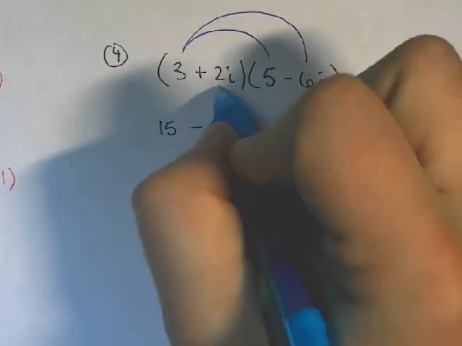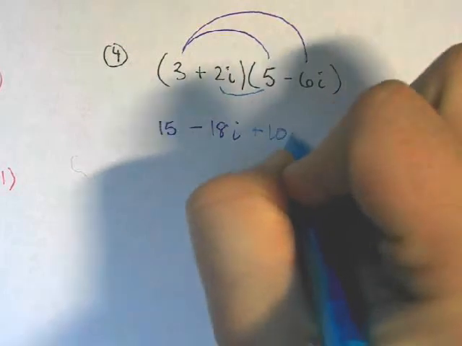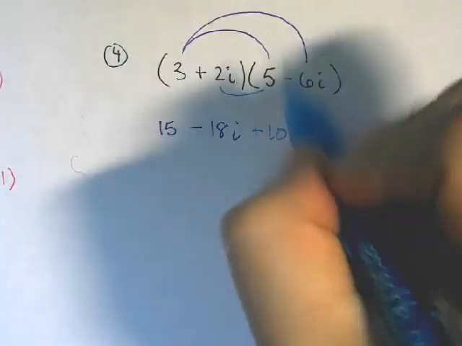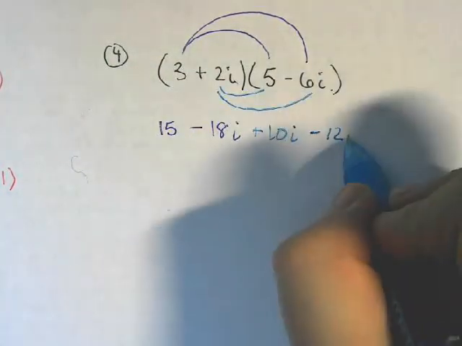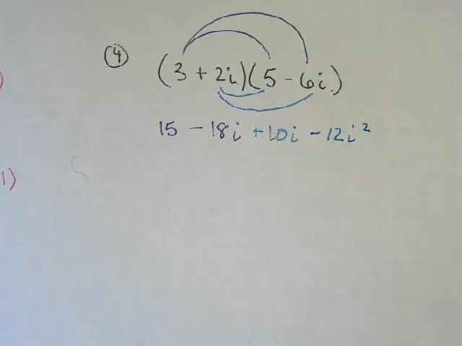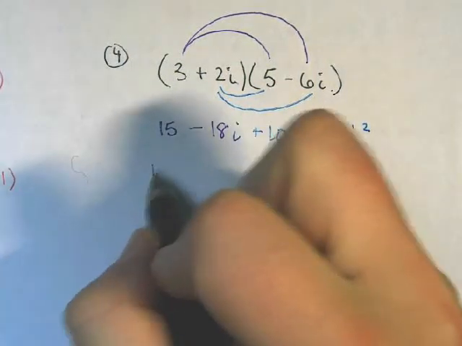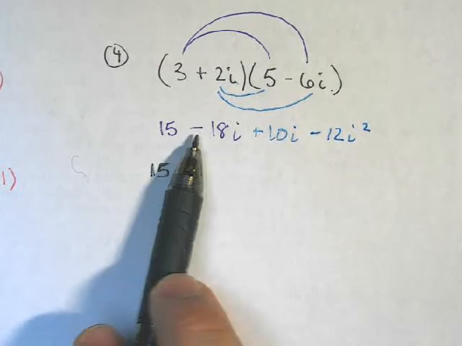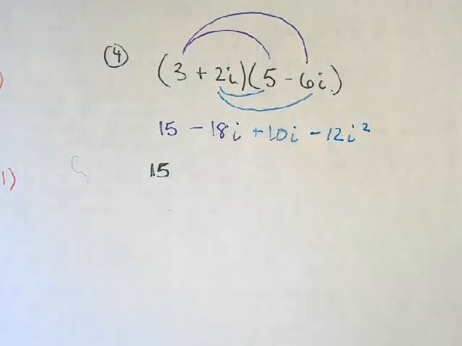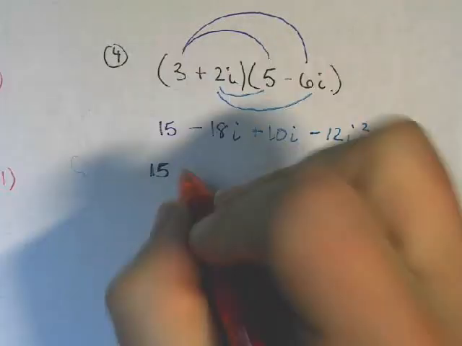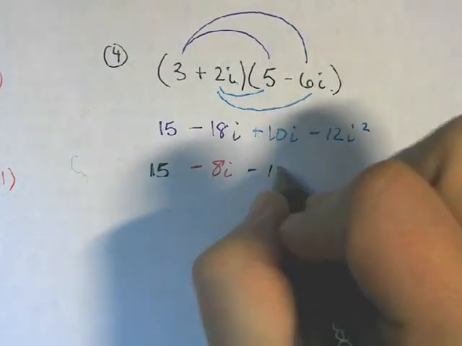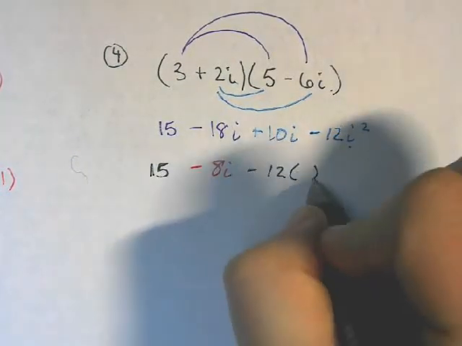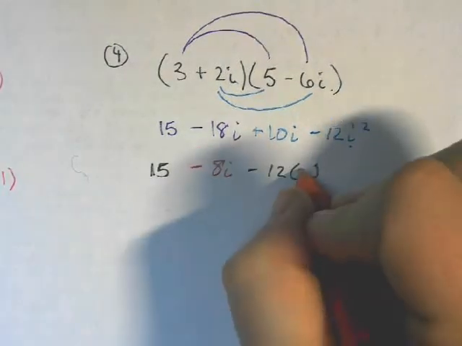Now we'll do the 2i. So 2i times 5 would be a positive 10i. And then 2i times negative 6i would be negative 12 i squared. i times i is i squared. So I have 15. Combining like terms, negative 18i plus 10i would be a negative 8i. And then we'll have minus 12, and then the i squared becomes negative 1.